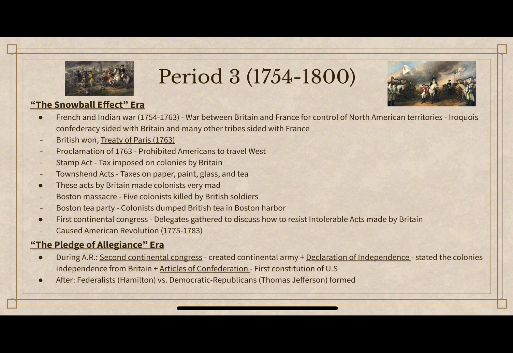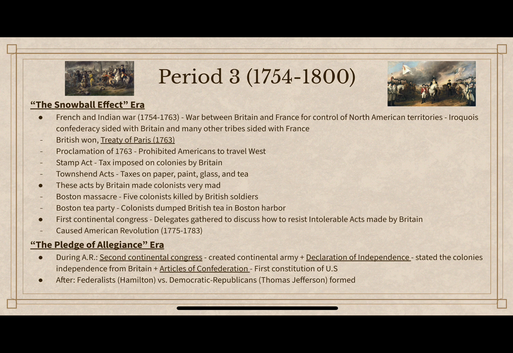So after the First Continental Congress is when we start entering the Pledge of Allegiance era, which is where the American Revolution takes place. So in this era, there are 3 important battles that you need to know. The first being the Battle of Saratoga. The Battle of Saratoga was very important because it was the turning point of the American Revolutionary War, as in this battle, the Americans finally won against Britain, which convinced France to join Americans as their ally to fight against Britain. And without France, we most likely would have not won the war.